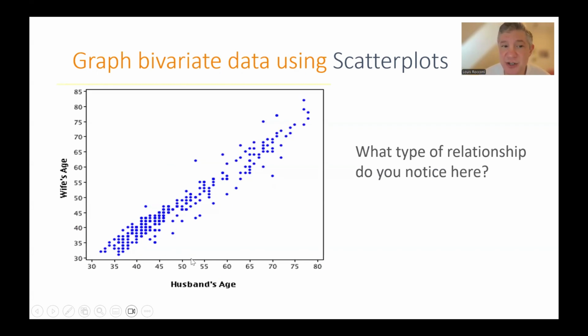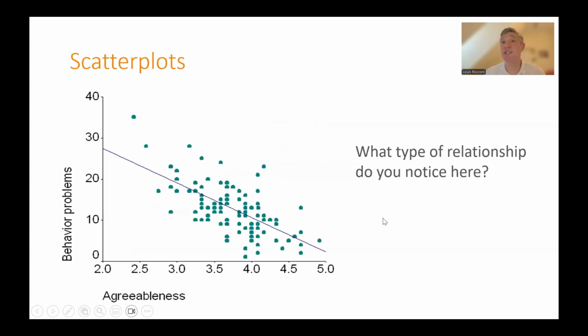The little dots here are formed by, for example, this husband here is around 50, and the wife, coming across here, is about 42 or 43. That's how you graph each one. What do we notice about this kind of relationship? Here we have agreeableness and problem behaviors. It looks like as agreeableness increases on the scale, problem behaviors tend to decrease. That would be an example of a negative relationship.